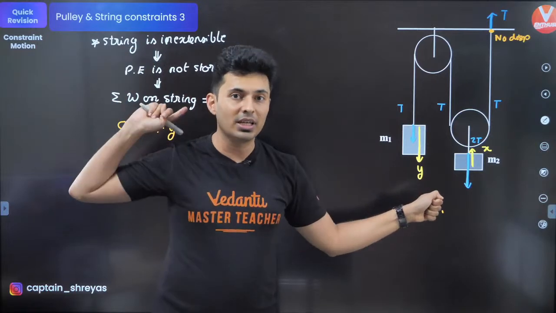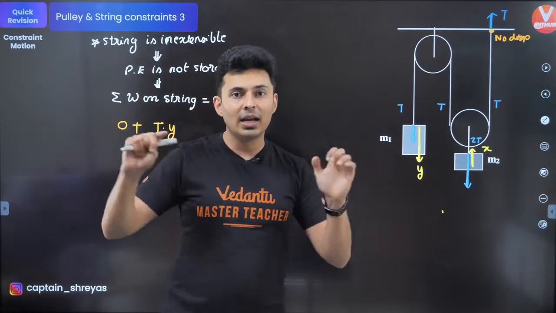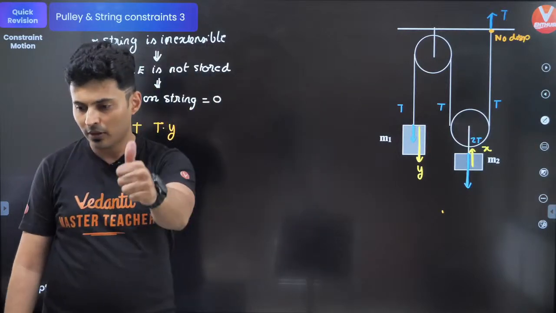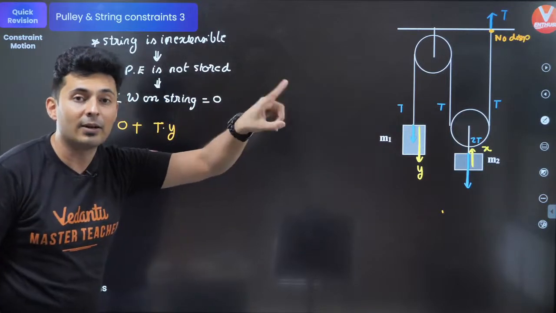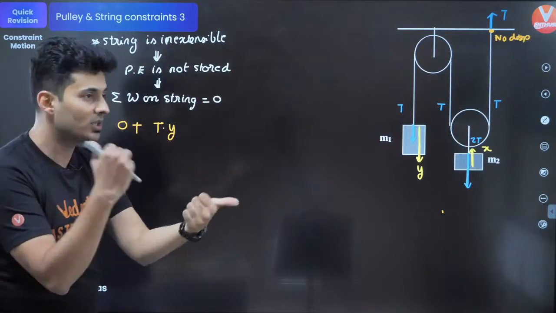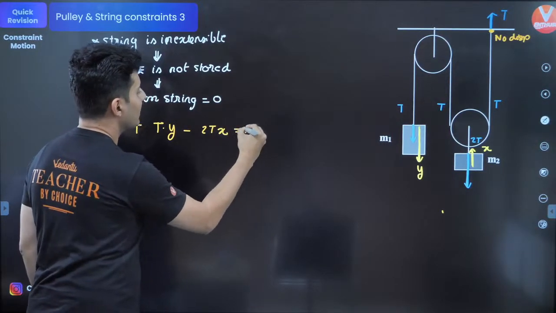Using the same logic which I told you in the first question. In case you joined a little bit late, just rewind back and watch the starting question. Got it? Now over here, tension is down, displacement is up, so negative. Force into displacement, opposite directions. So this will be minus 2T into X, equal to 0.